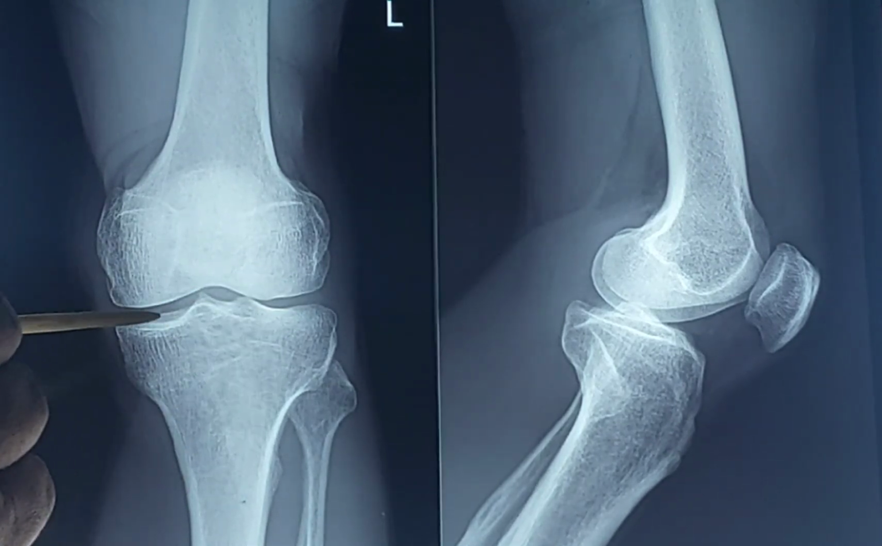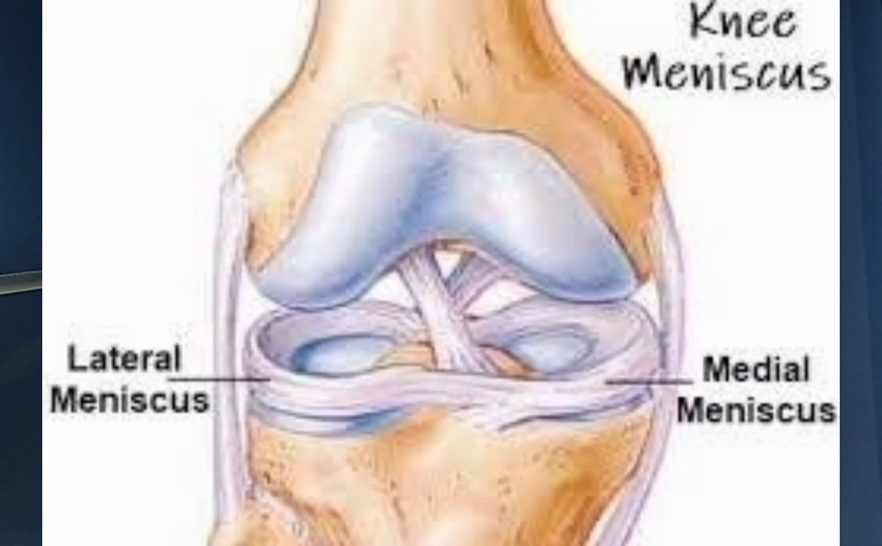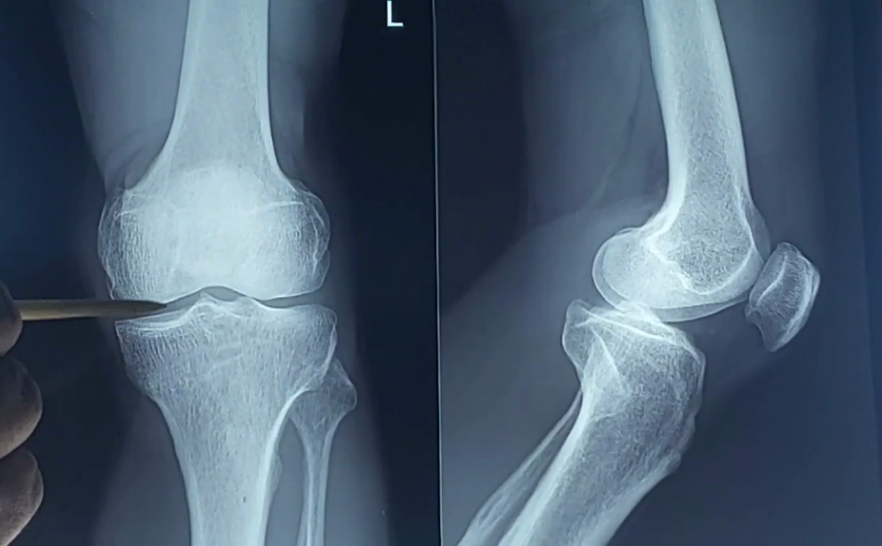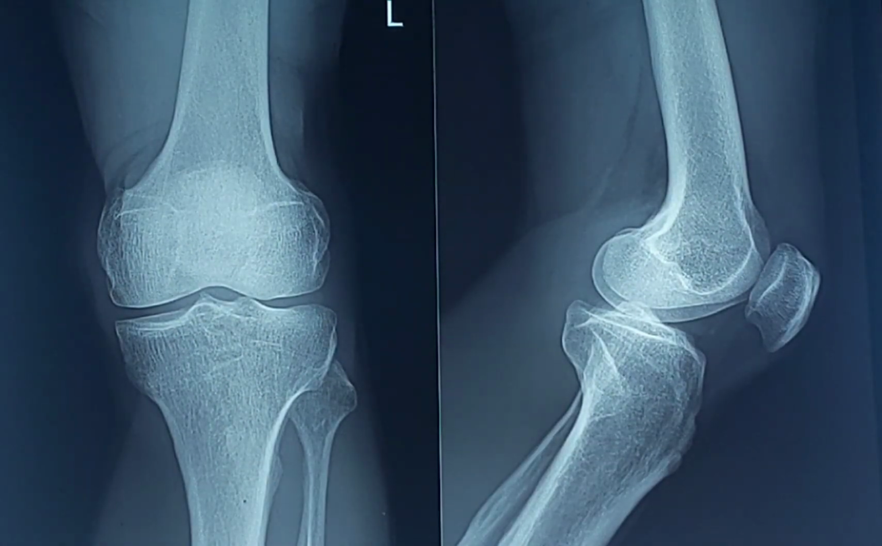lateral condyle. This meniscus is nothing but the fibrocartilage which intervenes between the articular surface of the femur and articular surface of the tibia. So on the upper surface of the medial condyle, medial meniscus, on the upper surface of lateral condyle is the lateral meniscus.